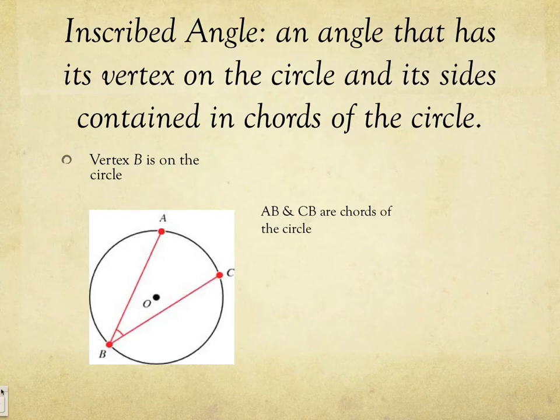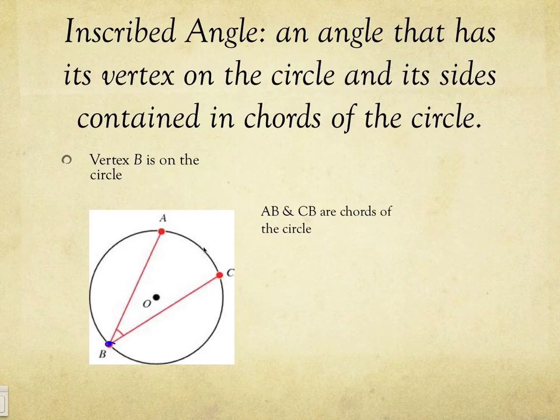Remember when we had an inscribed polygon, it was a polygon that has its vertices on a circle. Likewise, an inscribed angle is an angle that has its vertex on the circle and its sides are contained in chords of the circle. For instance, in our example, vertex B is on the side of the circle, and AB and CB are chords of the circle.